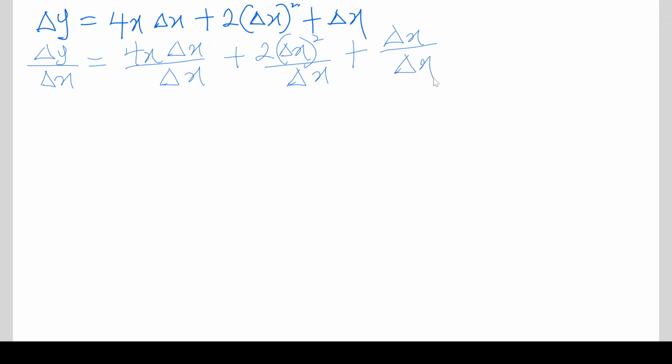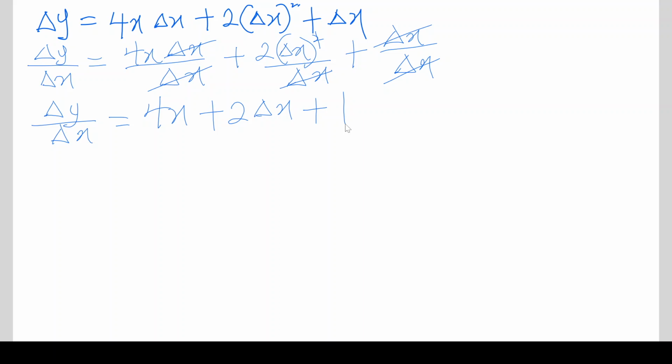Based on what we have here, delta x over delta x gives 1. We have delta x cancelling one of the delta x in delta x squared. Then delta x over delta x will be 1. So we are left with delta y over delta x equals 4x plus 2 delta x plus 1.